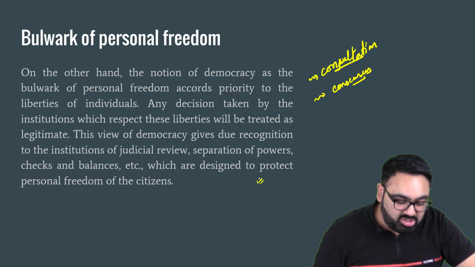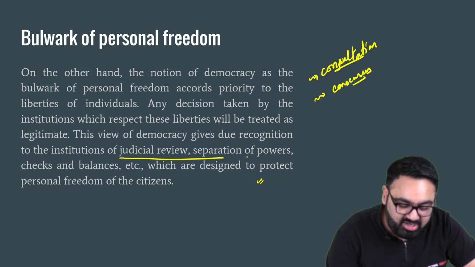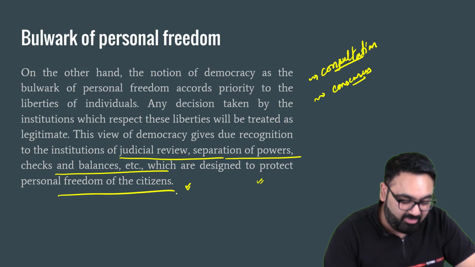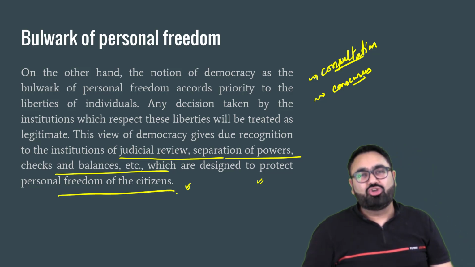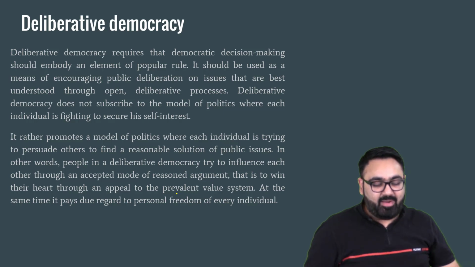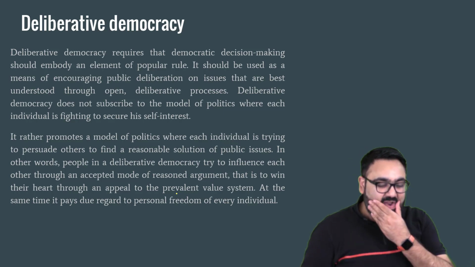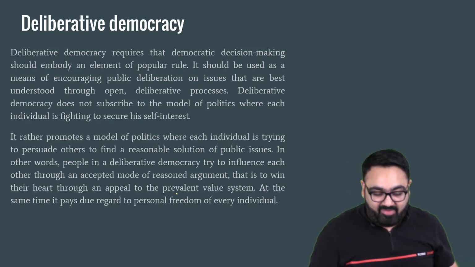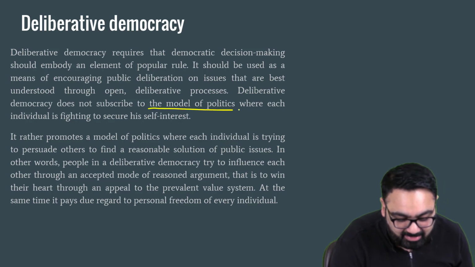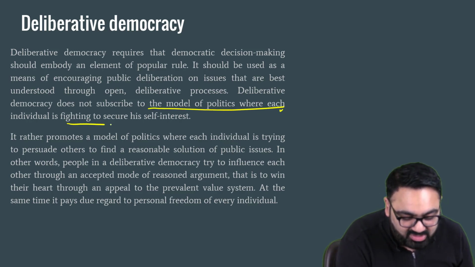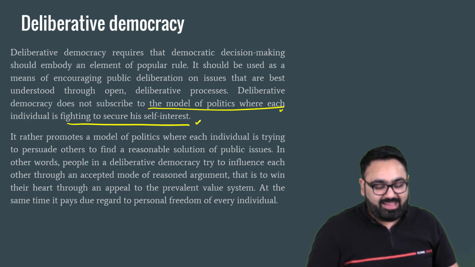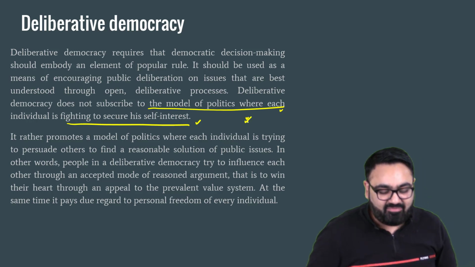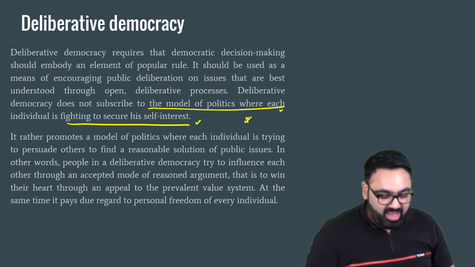In this view, those institutions that uphold judicial review, that ensure separation of power, checks and balances, and that ensure personal freedom of the citizens is guaranteed, are given a lot more priority. That is what deliberative democracy is. So again, it is a democracy where decision making is mostly based on consensus, where individuals ensure that they are not fighting only for their own self-interest, but for the entire society's self-interest as a whole.